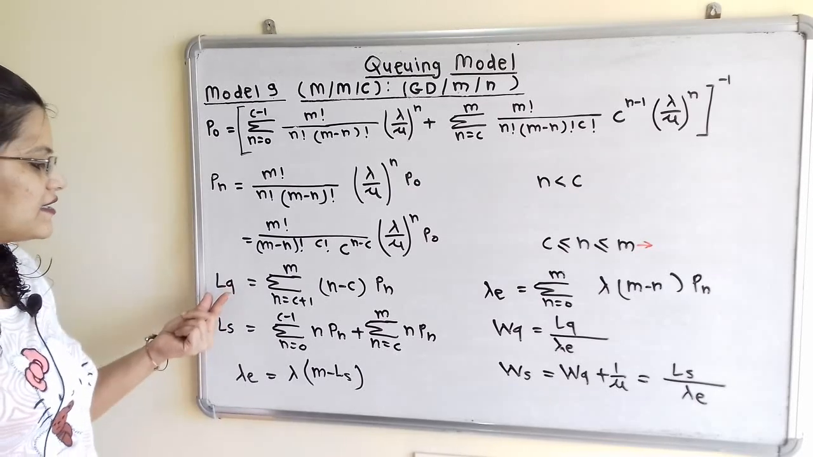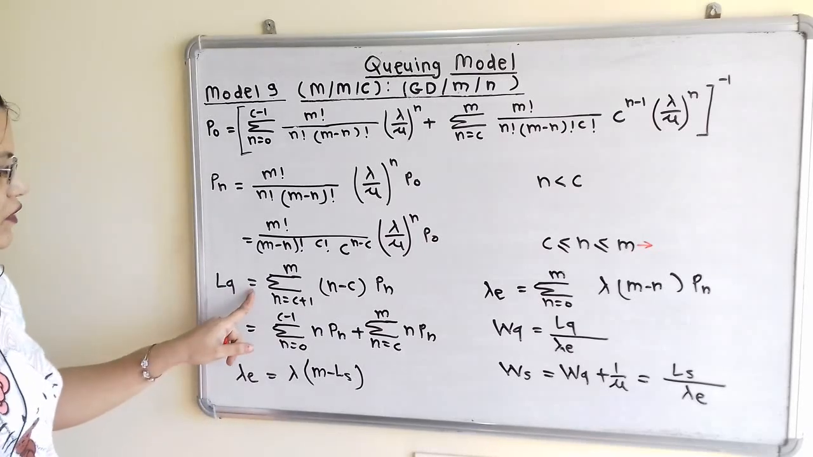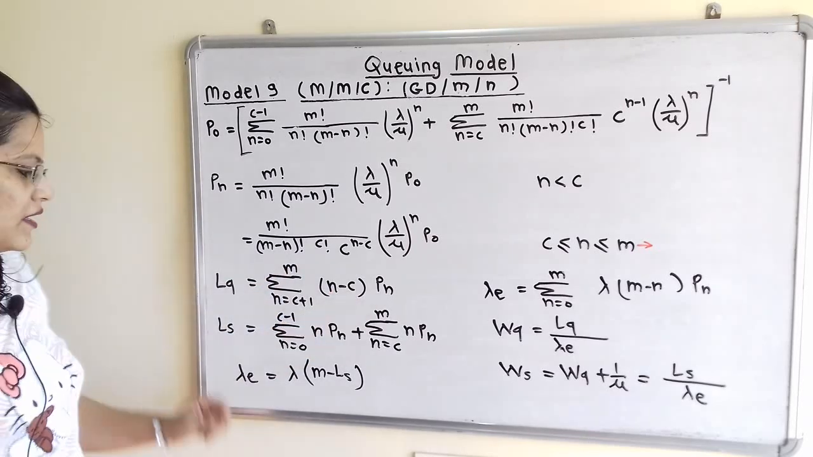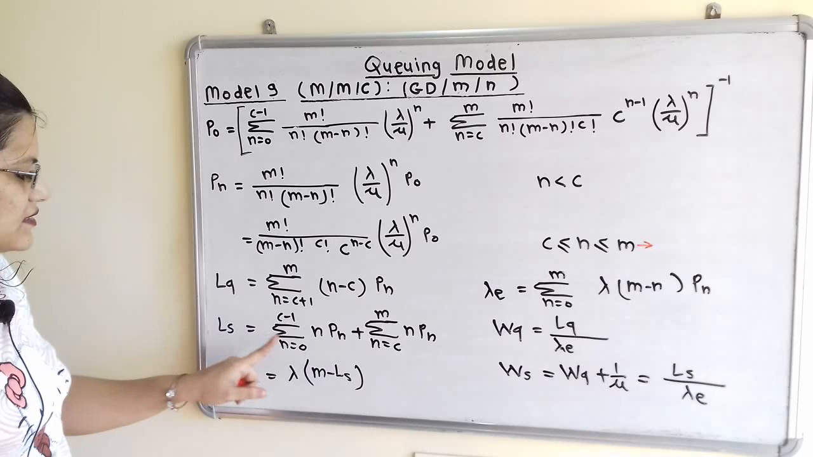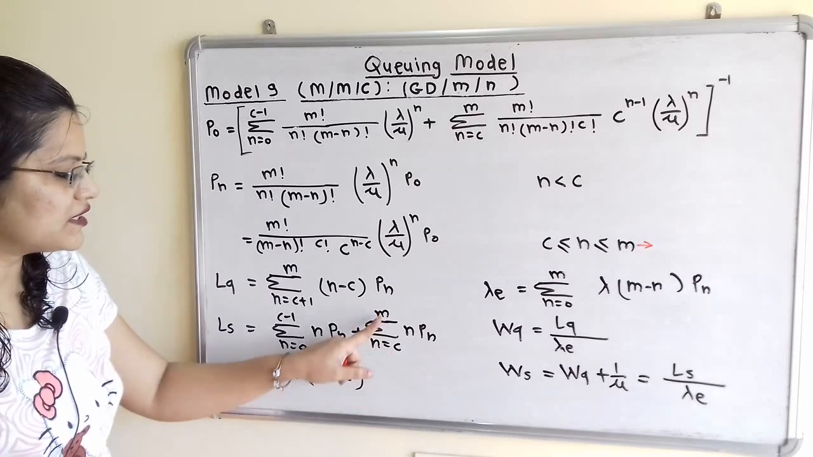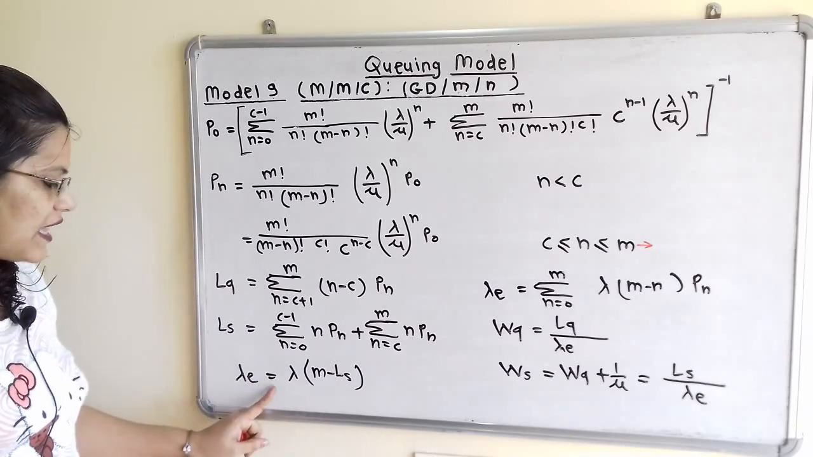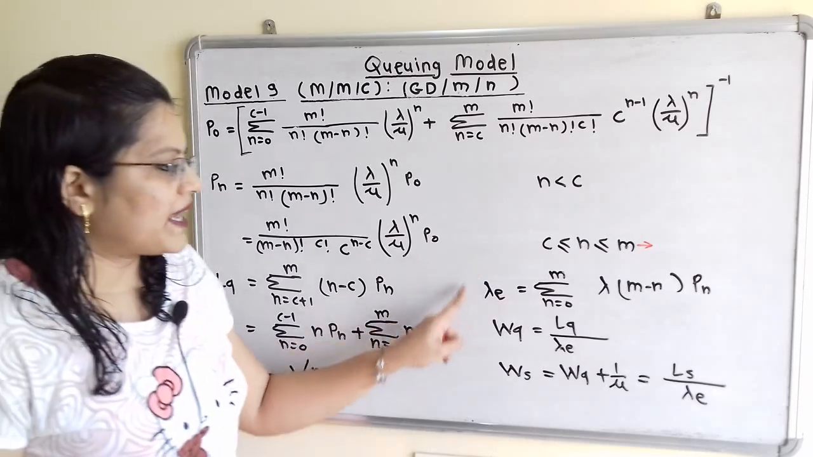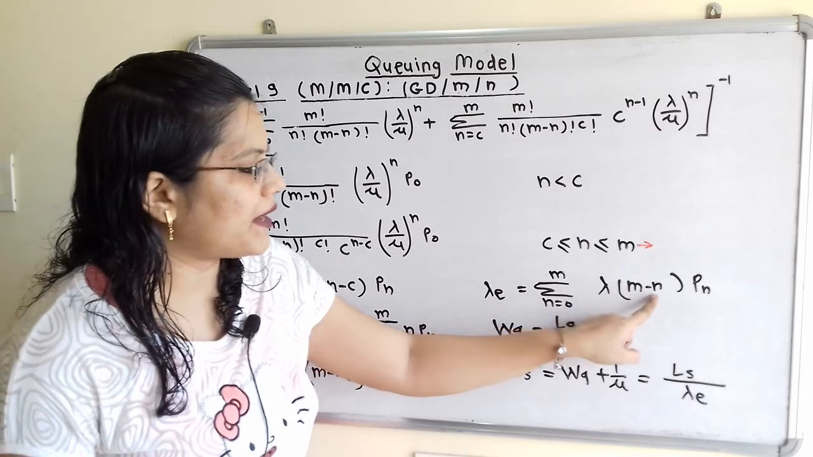Now we will move to the next, that is the number of machines waiting in queue, that is length of the queue. Lq is equal to summation of N is equal to C plus 1 to M, (N minus C) Pn. Then length of the system, that is the total number of machines in the system, Ls is equal to summation of N is equal to 0 to C minus 1, N Pn, plus summation of N is equal to C to M, N Pn. Then effective arrival rate, that is lambda E, is equal to lambda (M minus Ls). So this Ls we have to use here. So for lambda E, effective arrival rate, we can use the second formula: summation of N is equal to 0 to M, lambda (M minus N) Pn.